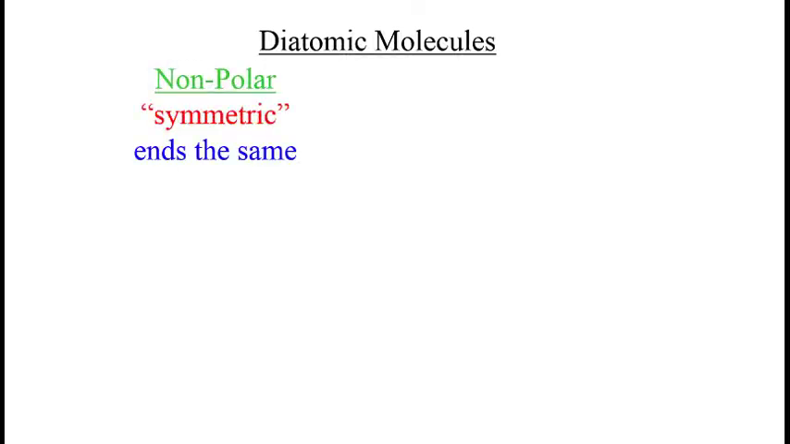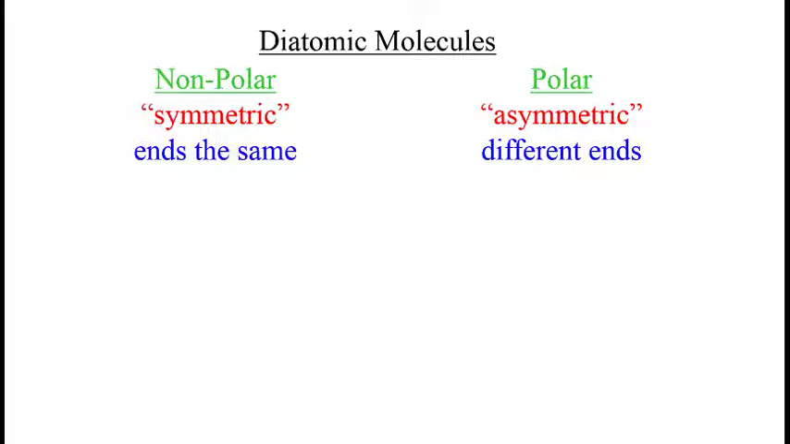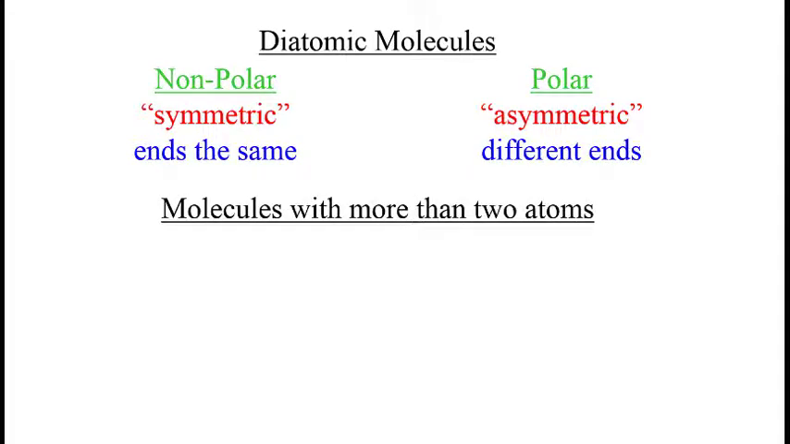With diatomic molecules, it's easy to see if the molecule is polar or nonpolar. We've seen the same distinction with polar and nonpolar bonds. For a molecule to be nonpolar, it needs to be what we call symmetric. The 2 ends are the same. A polar molecule is asymmetric. The ends are different. For molecules with more than 2 atoms, the symmetry requirement is the same, but it can be harder to see, especially when we are looking at Lewis structures.